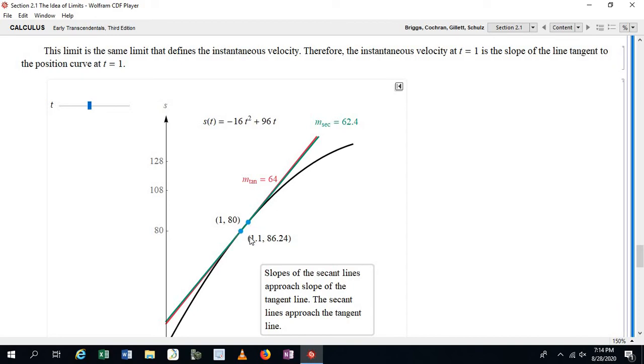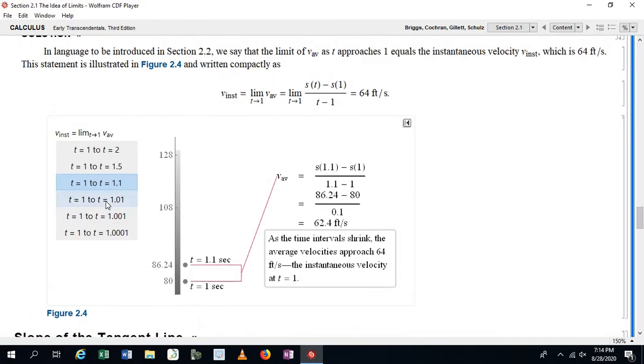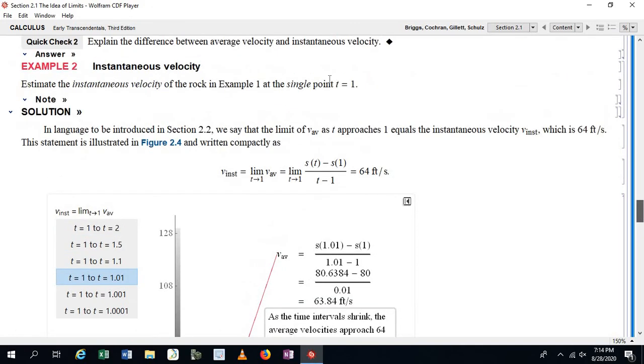Okay, between these two time periods, if you find the average velocity, it turns out to be 62.4 feet per second, which is the slope of the secant line between those 2 points. If you just continue to do this, you go between these two time periods and get this average velocity, which is a better approximation for the instantaneous velocity when t is 1.